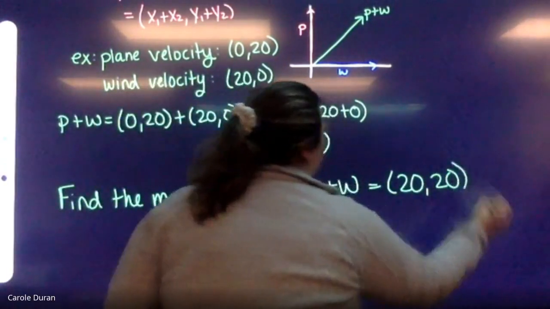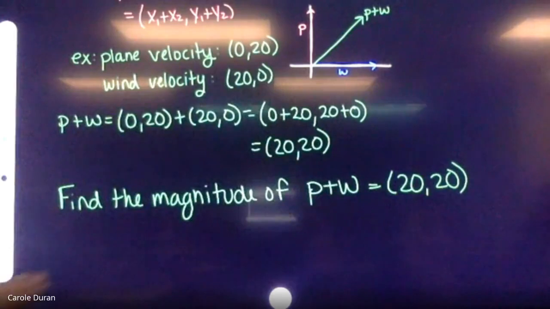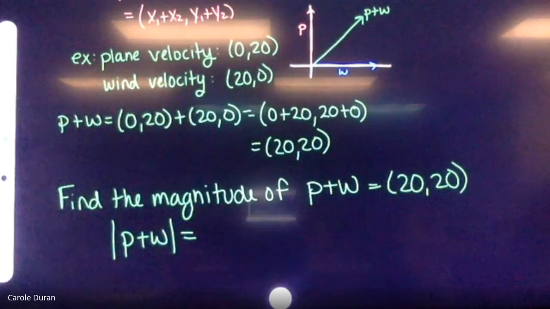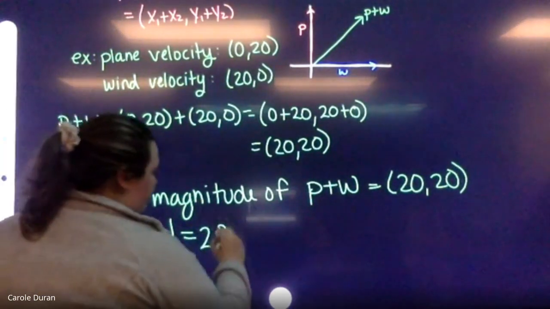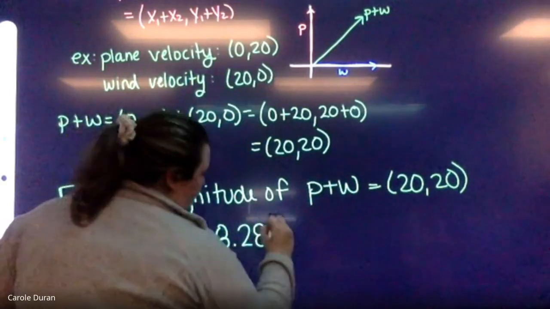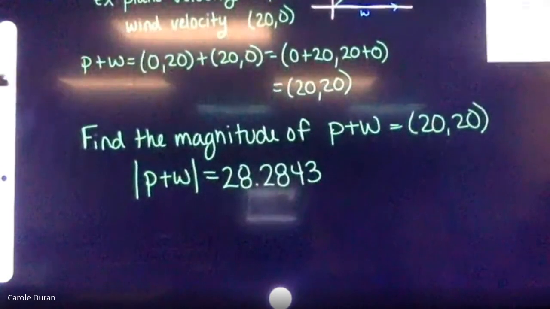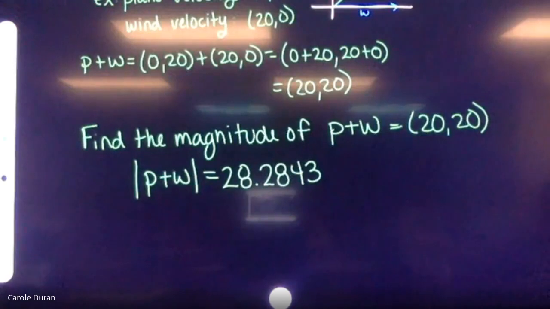Okay, hold on. So then the magnitude of plane plus wind is going to equal what, Zach? 28.284. Anybody else get 28.2843? Yeah, I got that too. That would be correct. So that is the magnitude of my plane plus the wind. So with the plane with the wind acting on it.